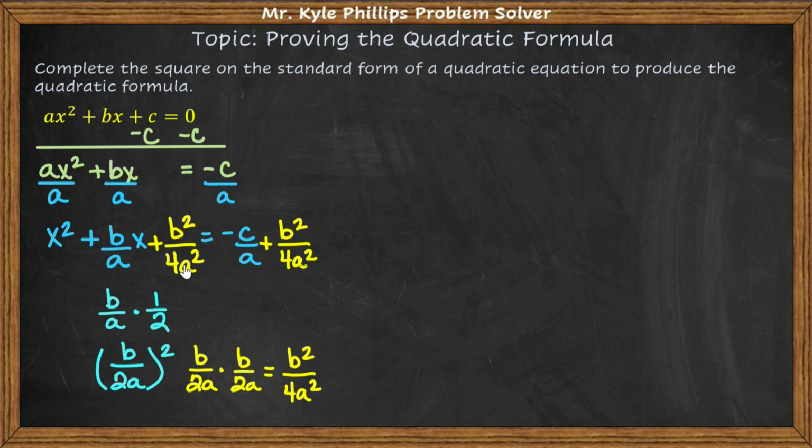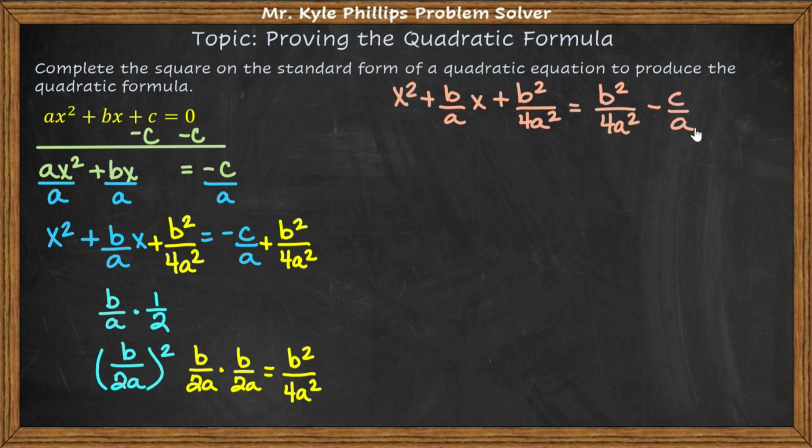Now, I'm going to take this and rewrite it right up here. So here I have x squared plus b over a x plus b squared over 4a squared equals, and then here I'm going to rewrite this to be b squared over 4a squared minus c over a. The only reason I'm doing that is because you've learned that when you work with polynomials, you want them in what's called descending order, so you want the highest exponent first. So that's really all I'm doing.